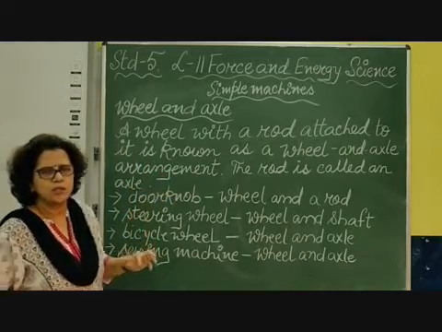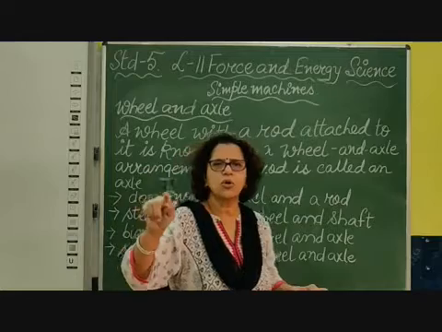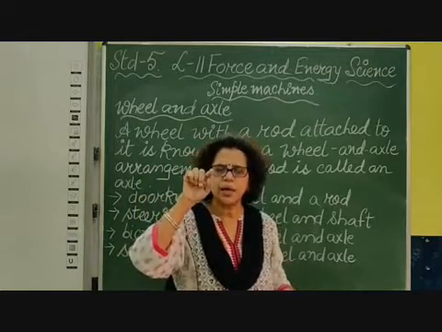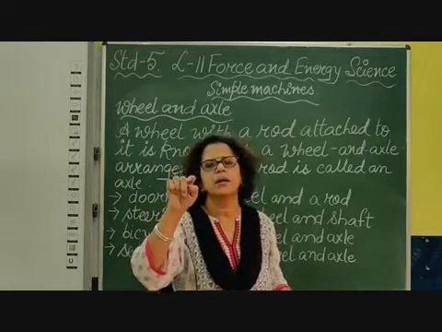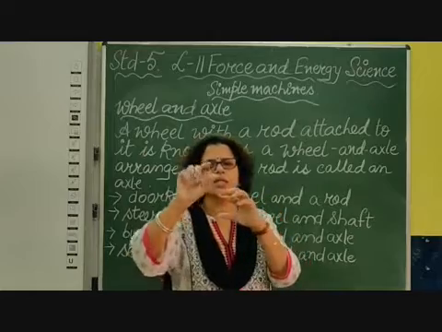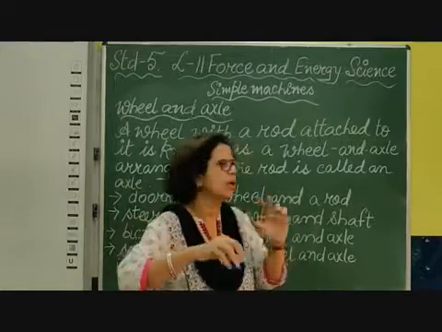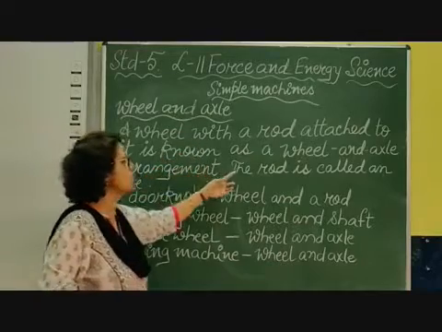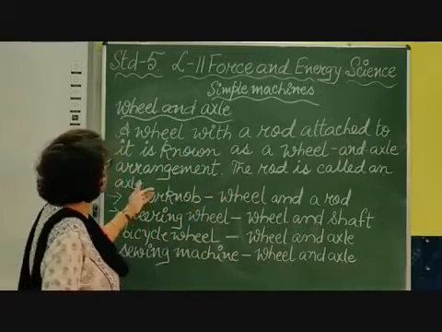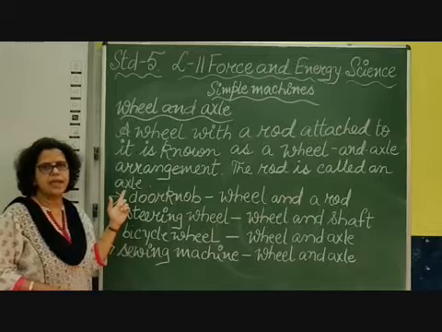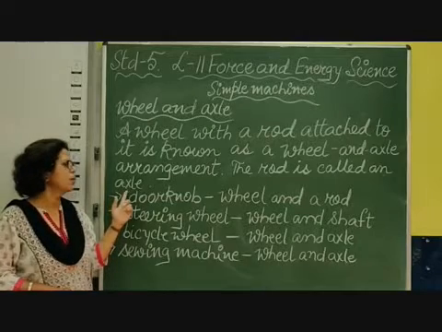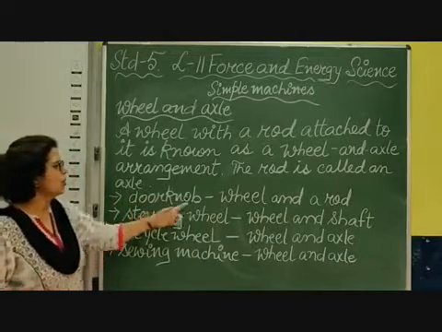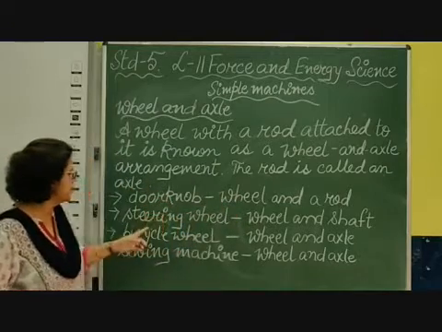Like a doorknob. If you see the doorknob, it is circular, that is the wheel, and inside that there is a rod, which is functioning, that is moving. So a wheel with a rod attached to it is known as a wheel and axle arrangement. The rod is actually the axle, A-X-L-E, axle. Okay, the rod is the axle. Like a doorknob, you have a wheel and a rod inside it.